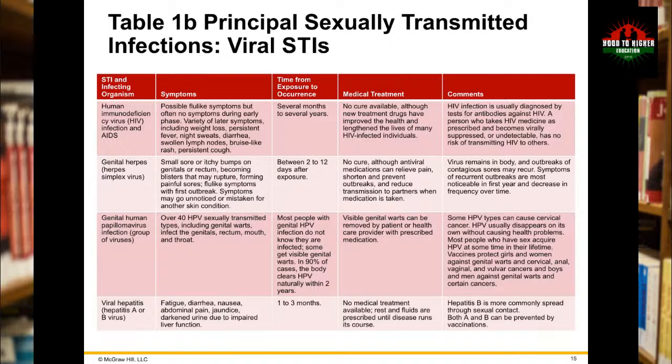This is Table 1B, the principal sexually transmitted infections, viral STIs. So this is a breakdown of HIV, herpes, genital human papillomavirus, which is becoming a lot more common, and viral hepatitis A and B. Take time, read, take notes, and reflect. Look at the symptoms. Look at the time from exposure to occurrence, the medical and treatment involved in all of these viral STIs. And read the notes section, the comments section.